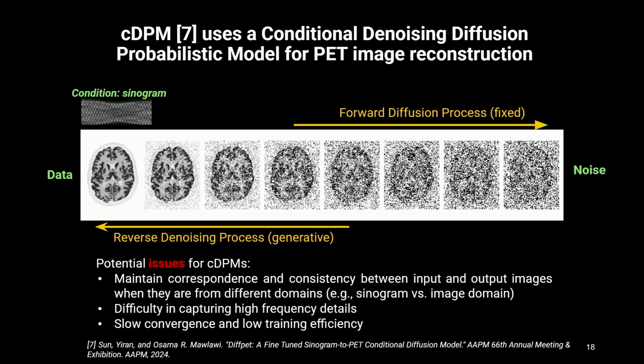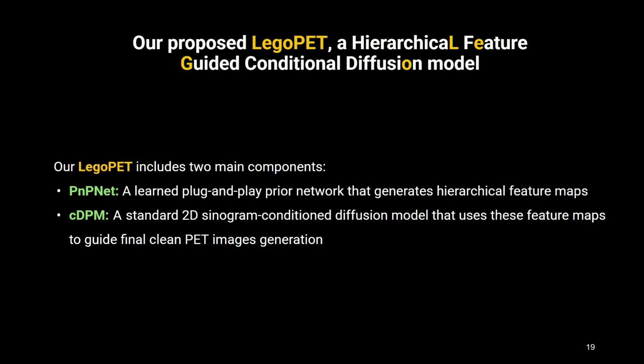We found that it is not easy to maintain correspondence and consistency between the input and output images when they are from different domains. And it is difficult to capture high-frequency details. And we also notice CDPM has slow convergence and low training efficiency. So to address these issues, we propose LogoPET. It improves the conditional diffusion model performance with a hierarchical feature guidance module.